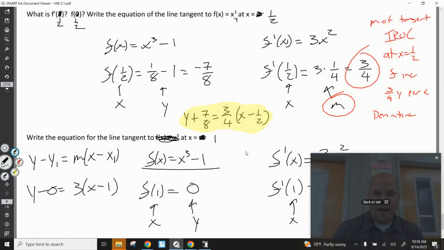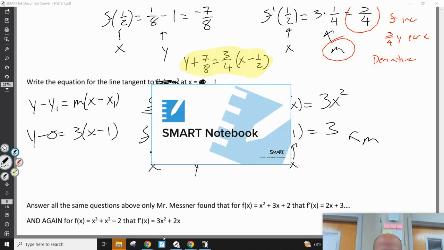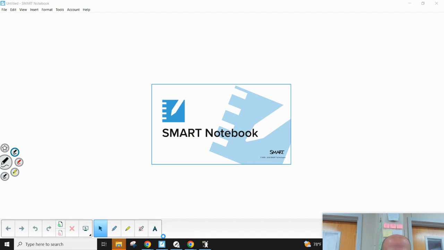Okay, now I'm about to pause because my pre-calculus students are coming in. We are going to do the exact same thing using x squared plus 3x plus 2 and then x cubed plus x squared minus 2.